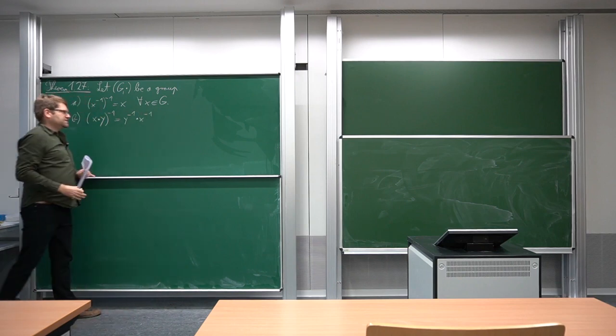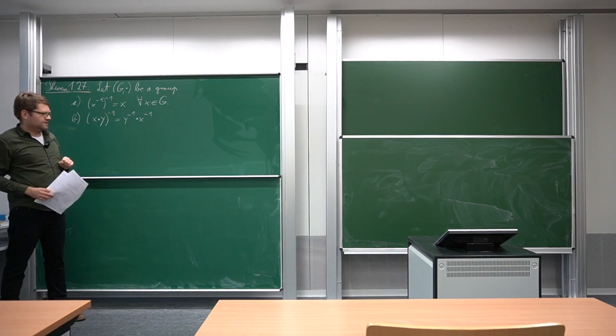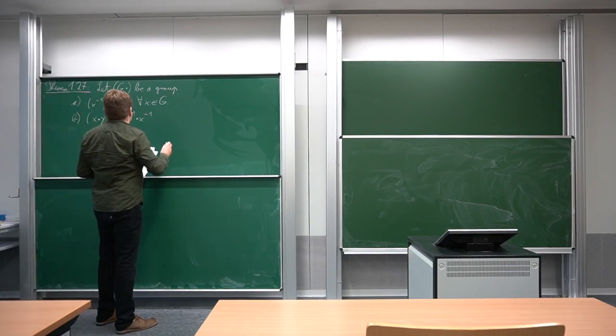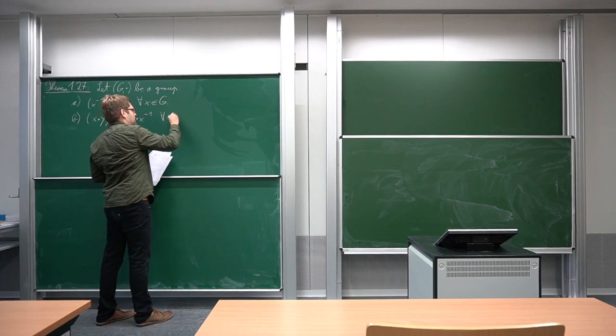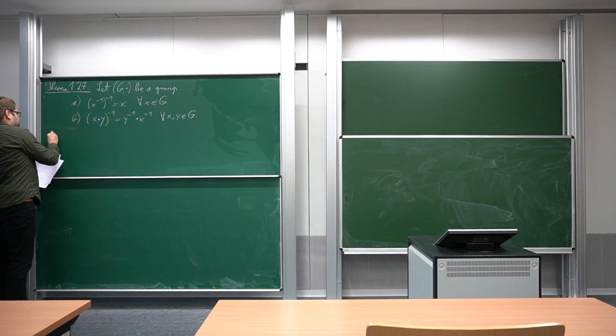In an abelian group, this doesn't matter, but here it's really the other way around. So this might not be the same as the other multiplication. So inverses and the operation behave nicely. So this holds for all x, y in G. And it turns out this is actually not that hard to prove.